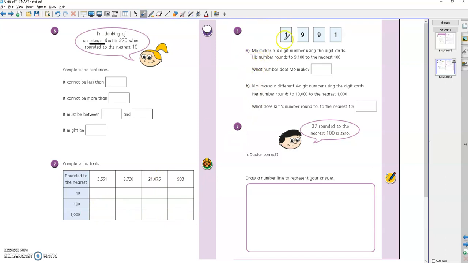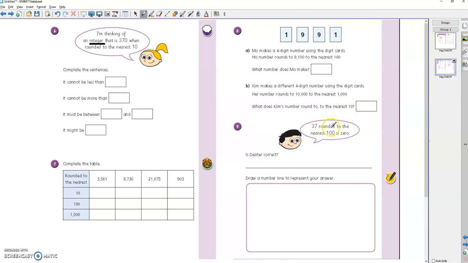Again, another word problem. So you've got the digit cards 1991. And Mo is trying to make a 4-digit number using the digit cards. And his number rounds to 9,100 when you round it to the nearest 100. What number does Mo make? So using those numbers there. And Kim wants to make a different 4-digit number using the digit cards. Her number rounds to 10,000 when you round it to the nearest 1,000. So you think of what that number is, but the question is, what does Kim's number round to the nearest 10? So whatever answer you find for that bit, what is that answer rounded to the nearest 10?